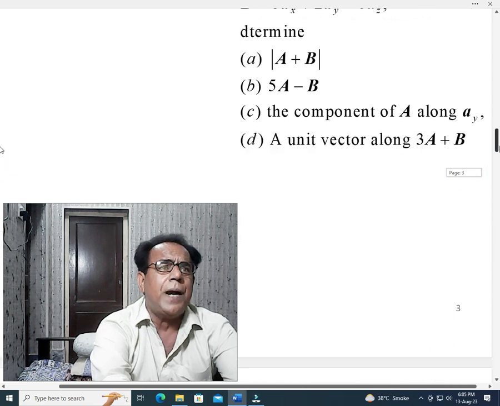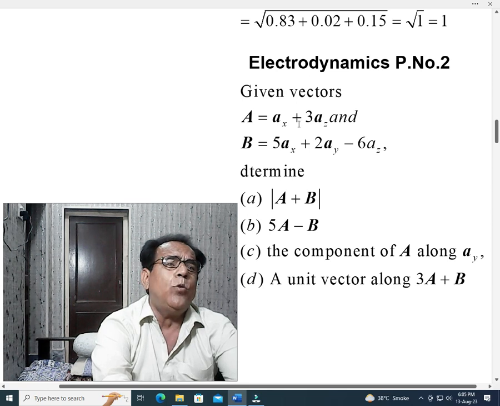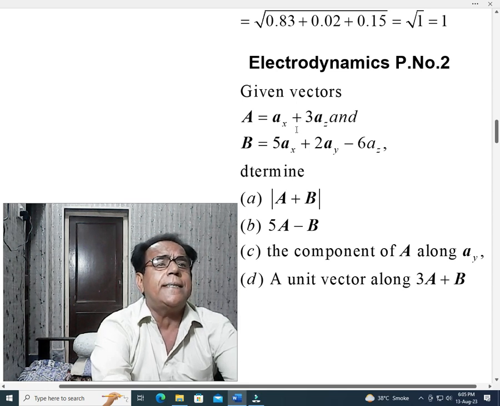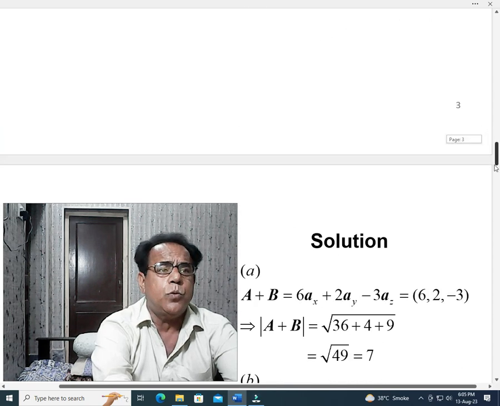We see what part C is. Part C, the component of A along ay. We are seeing that in A there is no ay. It is ax plus az, ay is absent, so the component of A along ay will be 0.